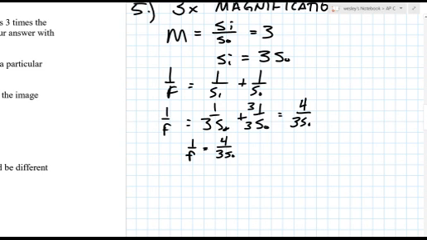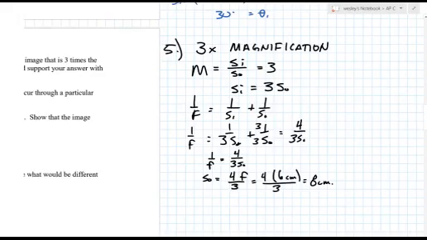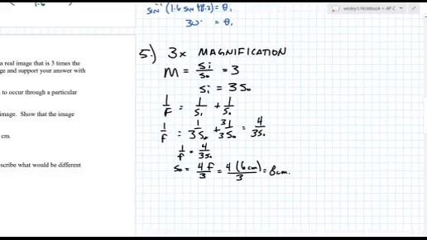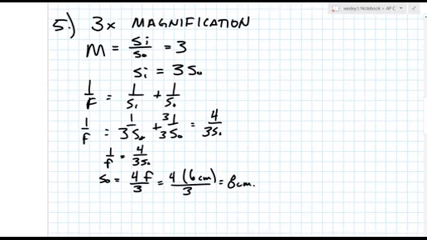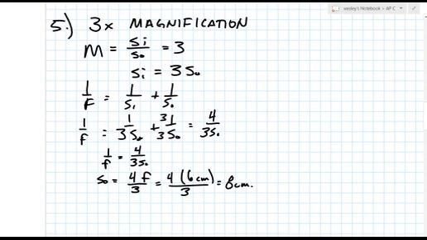And if I wanted to, we could do a little cross multiplication. And we get SO is 4 times the focal length divided by 3. So 4 times 6 centimeters divided by 3. So we get 8 centimeters. We left everything positive because it was a real image. Now, that's my math. That's not telling me how we need to create it.